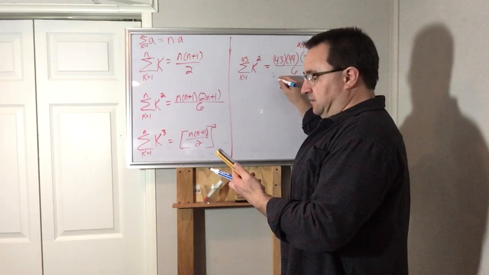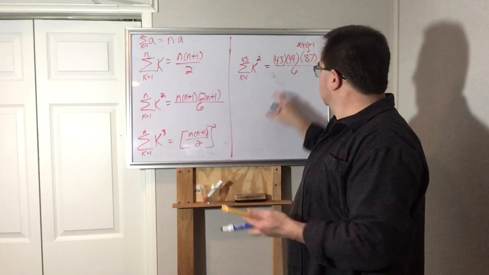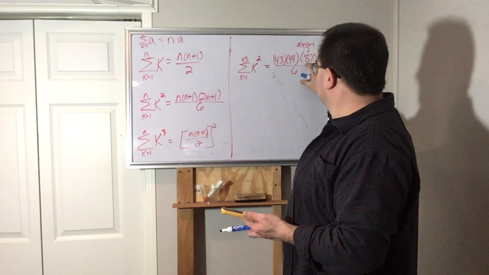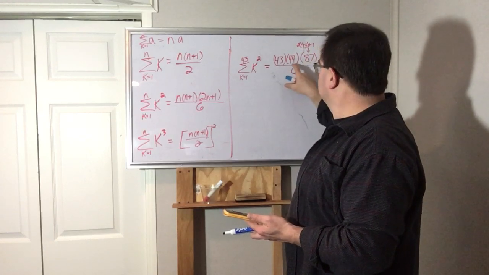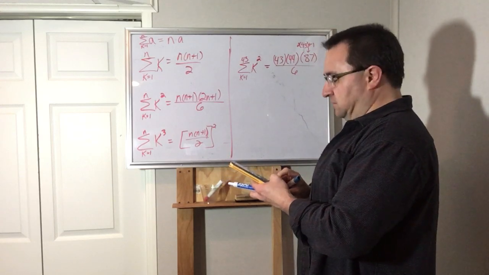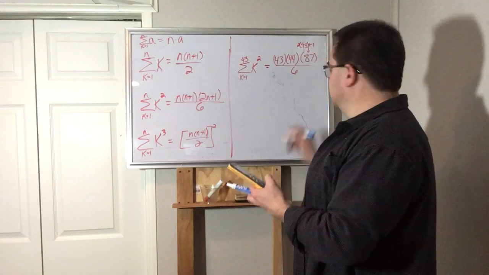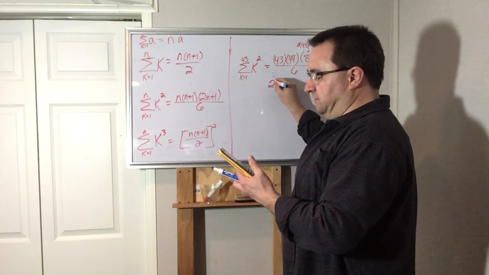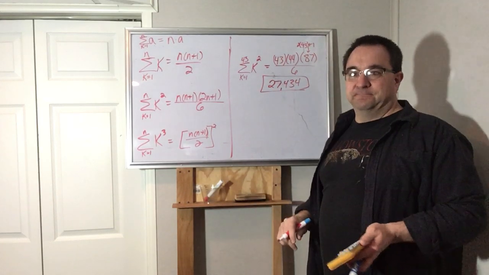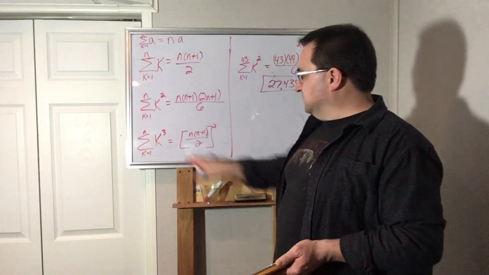So I'm getting, that is not correct. Let's see, 43, 86, 87, 44, okay. 43, 44, divided by 6. There we go. So I'm getting 27,434 is the sum. Okay, let's try one of these.